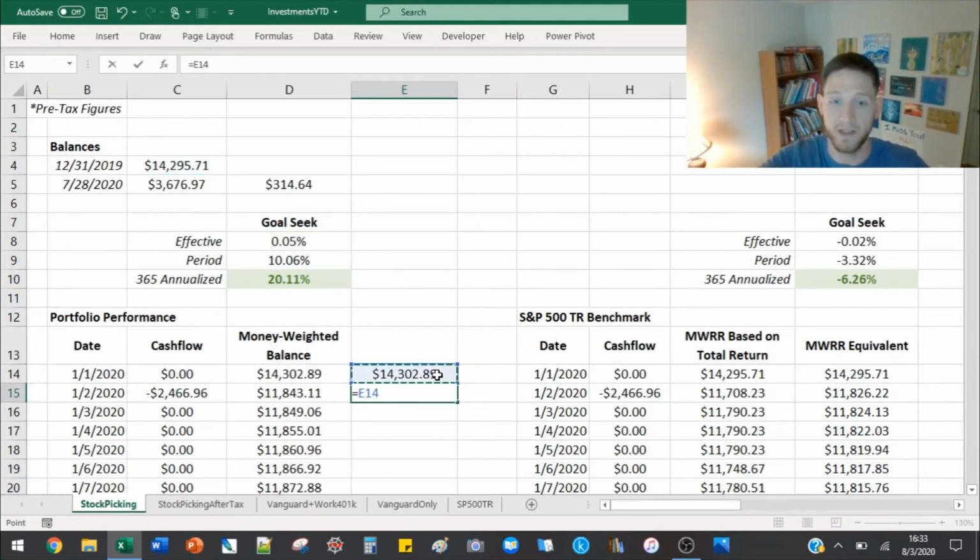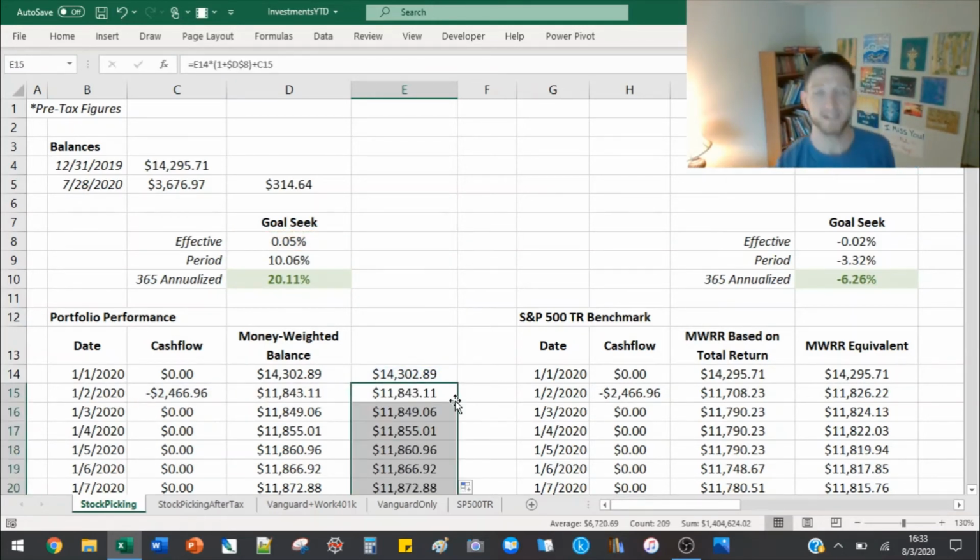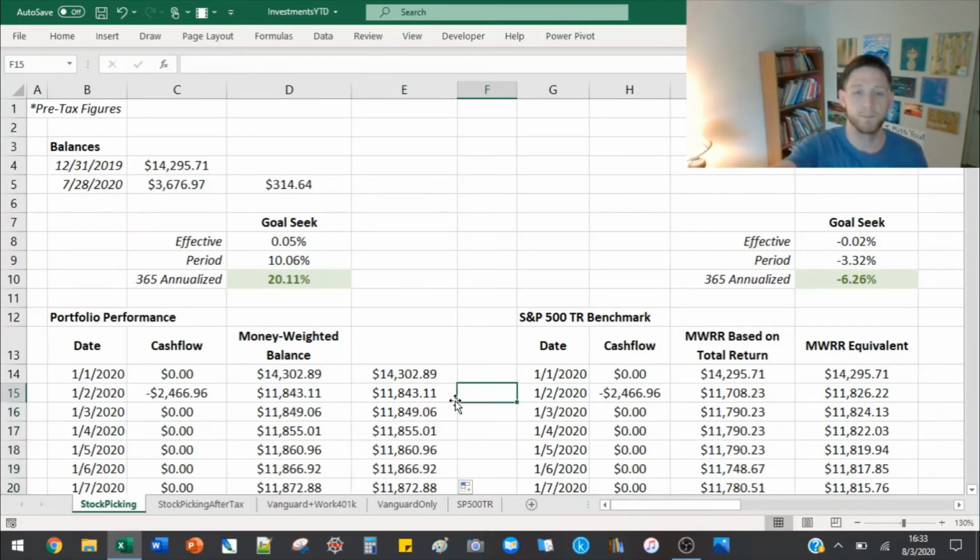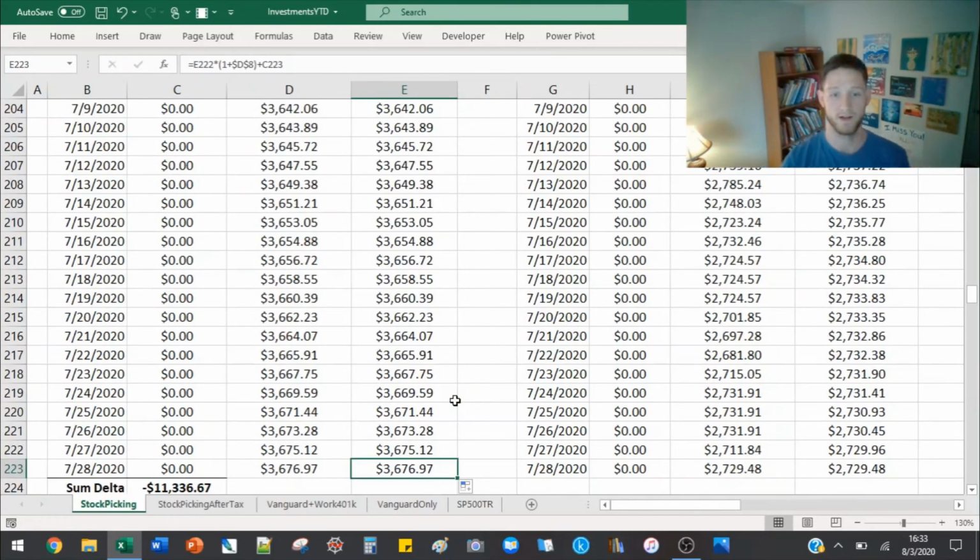Okay, now I'm going to do it here, except I need to do this for the formula. Okay, plus the cash flow. Okay, and now I'm just going to drag it all the way down. And if this is truly our rate of return, at the very end, we should get $3,676.97. And there it is, $3,676.97. So that is our rate of return.